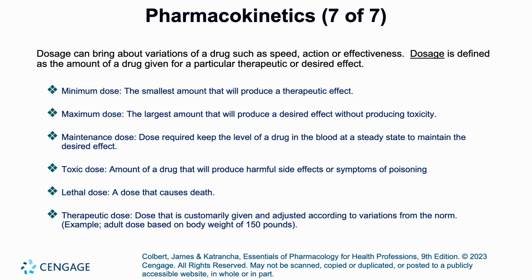The maintenance dose of a medication is the dose required to keep the level of a drug in the blood at a steady state to maintain the desired effect. And then a toxic dose is the amount of a drug that will produce harmful side effects or symptoms of poisoning. And then a lethal dose is a dose that is high enough to cause death. So the therapeutic dose is going to be a dose that's customarily given and adjusted according to variations from the norm. So an adult dose based on a body weight of a certain amount of pounds, etc.